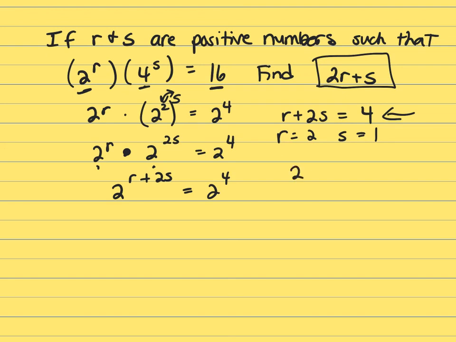So now I can find 2r plus s. That's 2 times 2 plus 1, which is 4 plus 1, which is 5. So that's your answer.